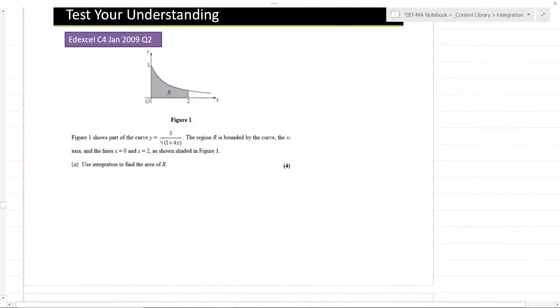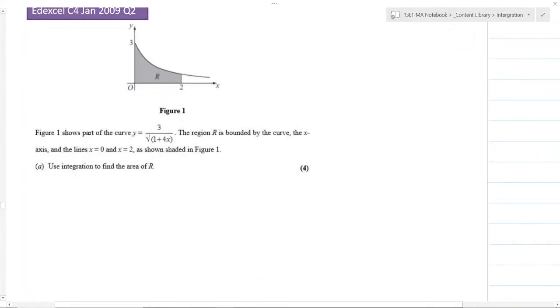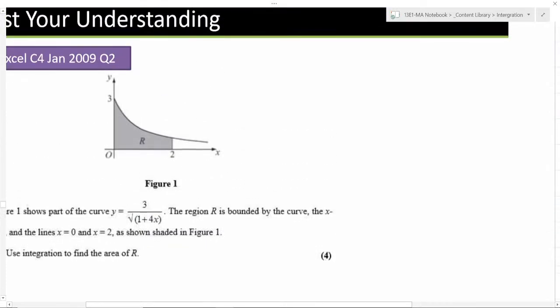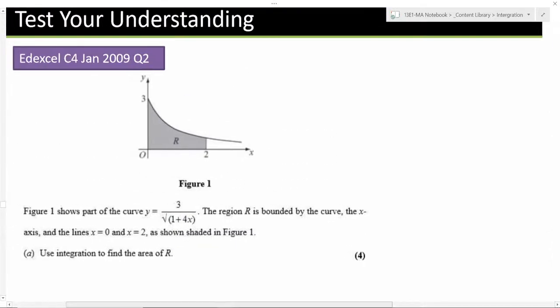Alright, have a go at this one yourself then. Do you want me to zoom in a little? That's almost exactly the same as the first one we did. It's not too difficult. Have a go at that one yourself.